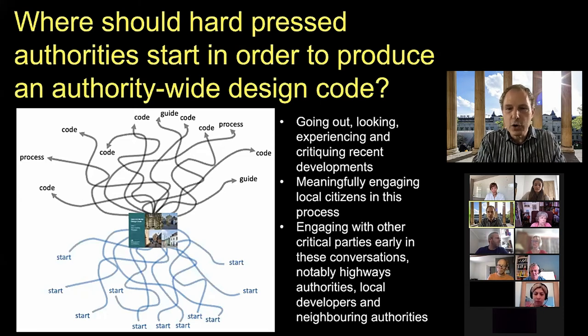And engaging with other critical parties early in these conversations, most notably highways authorities, and here persistence very well may be required, but also engaging with local developers and perhaps other neighbouring authorities. Certainly, while every authority will be unique, many share qualities and challenges in common, as well as a lack of resources, of course. And it may be that by working together, they can get a long way forward in preparing an authority-wide design code that can be shared in whole or in part, or simply in terms of the thinking process that feeds into its production. The monitoring and evaluation revealed a lot of excellent work in the first and second of these items on the screen, although the third was not really exploited given the confines. We only had a six-month testing period.